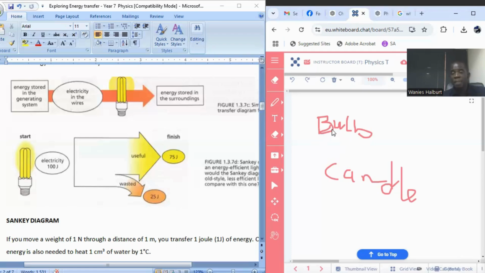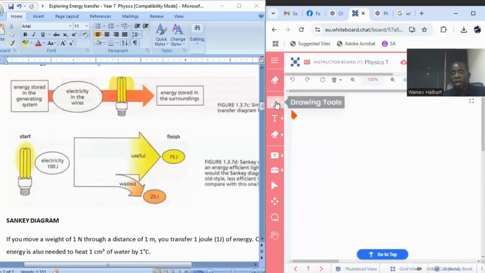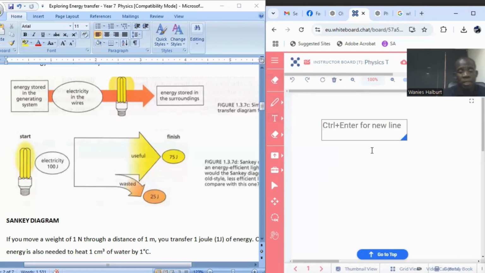Before the assignment, I want you to ask me any question from what I have discussed with you so far. Is there any question? Okay, no question. Okay, good. So since there is no question, here is your assignment. Sankey diagram for all of this.